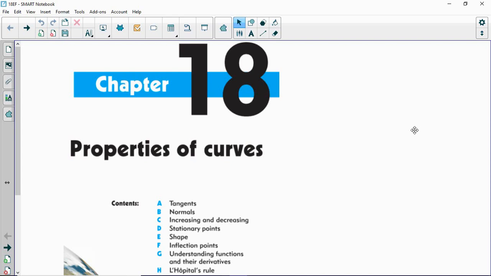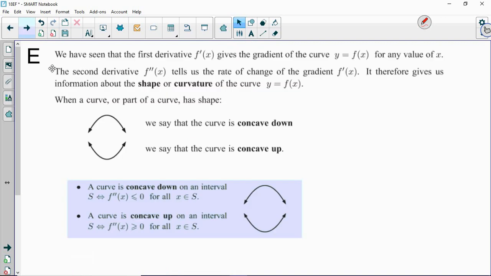All right, today we'll be discussing the shape of a graph, and that's going to tie together with inflection points, something that we discussed very briefly in the first video for this chapter. So today we'll get into that in a little more depth.